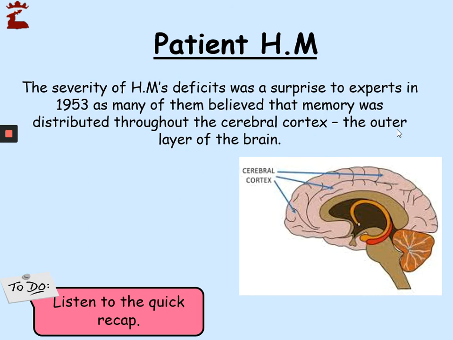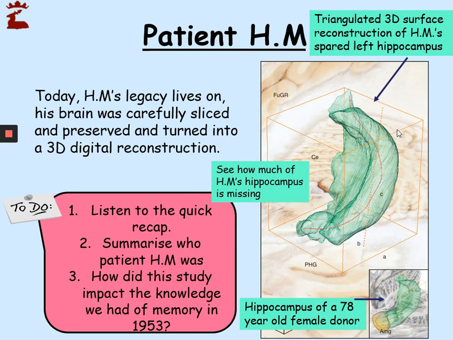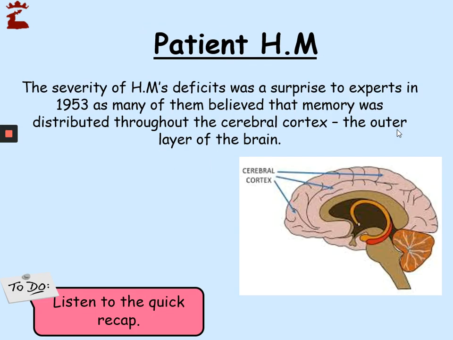Now then, the severity of HM's deficiencies was a surprise to the experts in 1953, as they didn't realise that the hippocampus was linked to memory. They thought that the cerebral cortex, which is the outer layer all over the brain, was linked to memory. So when they removed the hippocampi, they weren't expecting their patient to become brain damaged and have loss of memory.